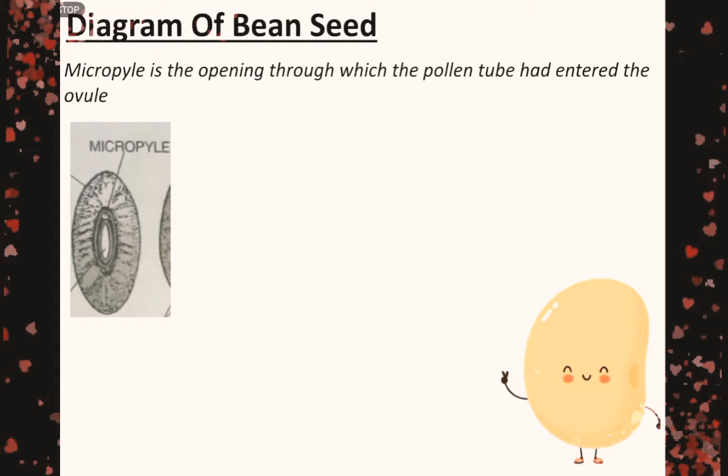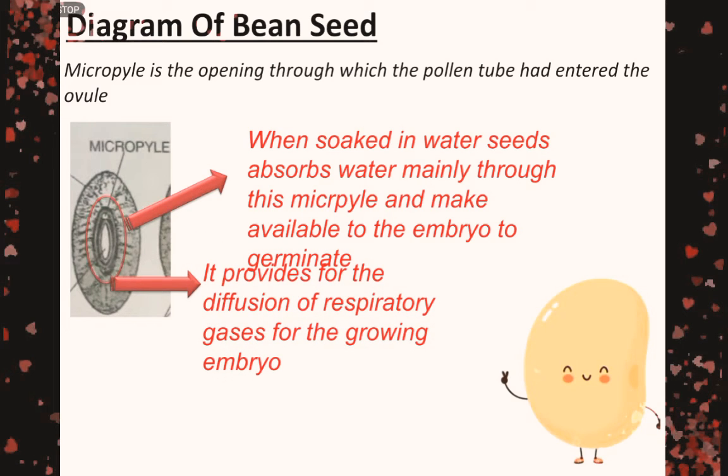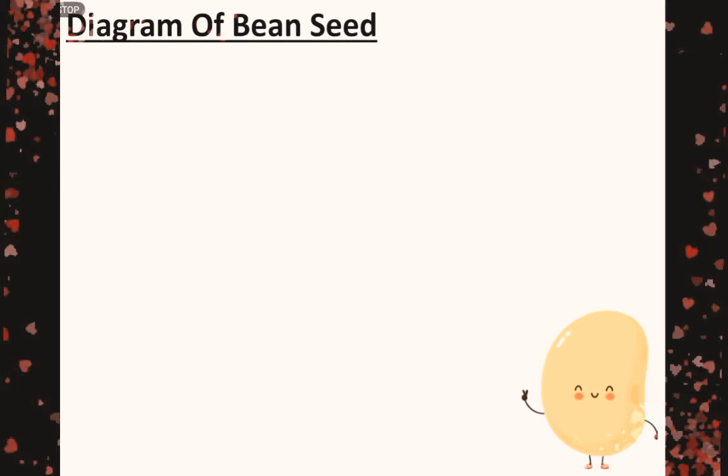Next, let's study about the micropyle. Micropyle is the opening through which the pollen tube had entered the ovule. When soaked in water, seeds absorb water mainly through this micropyle and make it available to the embryo to germinate. It also provides for the diffusion of respiratory gases for the growing embryo.